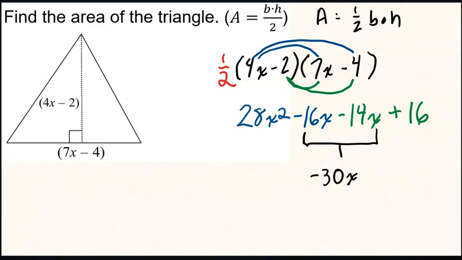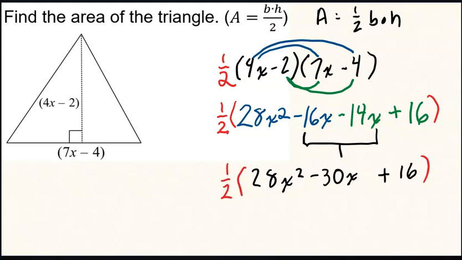Then I'm going to bring down my +16 and my 28x squared. Now here is where you have to be really careful, and you have to handle this your own way. That 1/2 needs to come down. I didn't bring it down to make the distribution a little bit clearer, but that 1/2 was here the whole time and is here now.